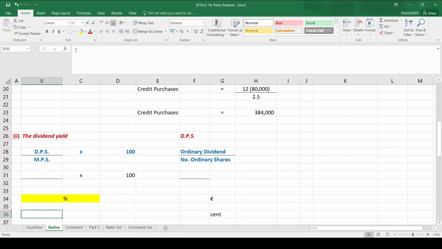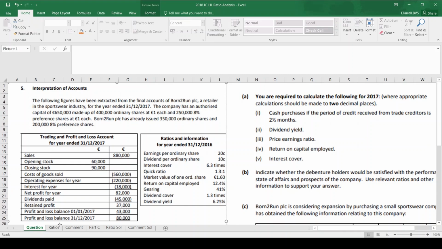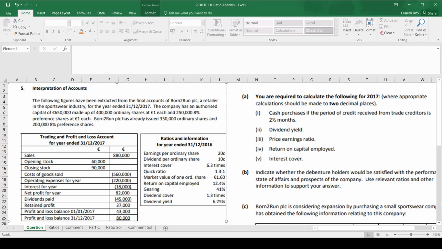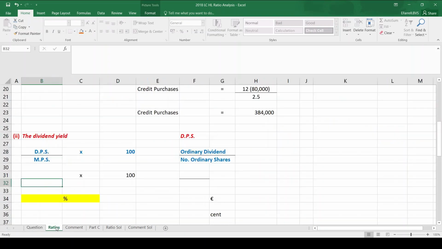The second ratio we were asked to work out is the dividend yield. So the formula for dividend yield is dividend per share divided by market price per share multiplied by 100. Now, the market price per share is easy. It's usually given to you in the question underneath the balance sheet here. The market price or market value of a share is €1.35. Now, when I'm working with these, I would usually put them in cent, because earnings per share and dividend per share are usually in cents, so I put them all in cent. So market price per share is 135 cents.